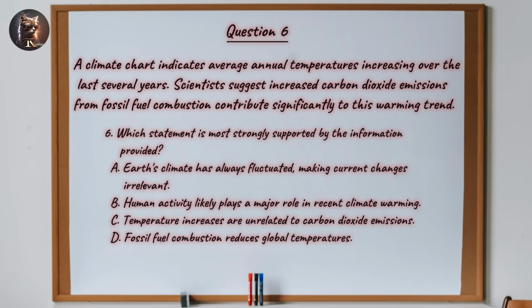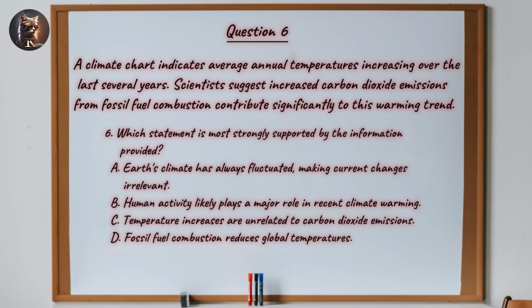All right, now let's slow down and unpack what we just read. The passage mentions a climate chart, which is a visual tool scientists use to track changes in Earth's climate, especially temperature changes over time. This particular chart showed something really important. Average annual temperatures have been rising over recent years. Why might this be happening?